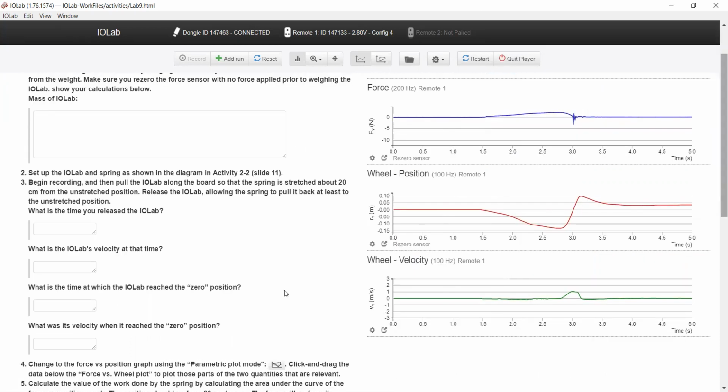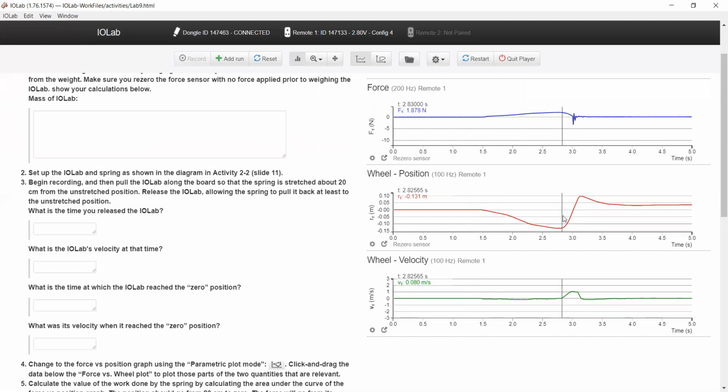What is the time when you release the IOLab? We stretched it, and the position was changing to the stretched state. It was increasing, so you have to say when it reached the maximum position, we released it around here. And then what is the time when it reaches the zero position? Where is the zero position? This is the zero position, right around here. So this is when it was released. Okay, it had some velocity, you can see.